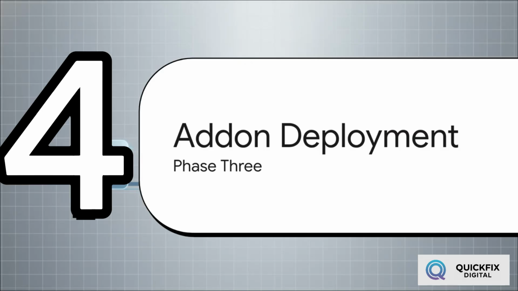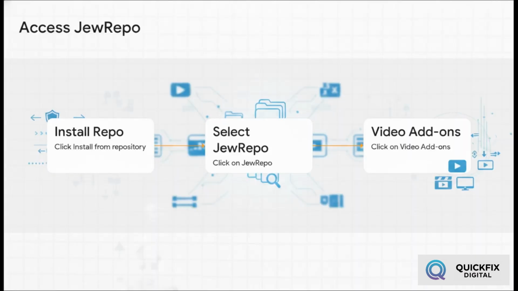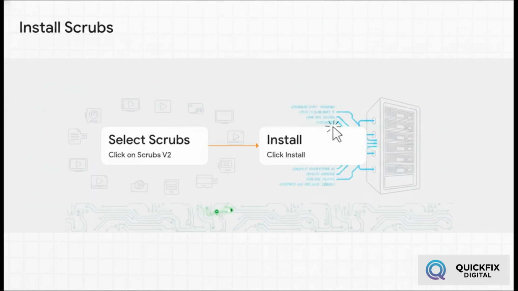All right, we are in the home stretch. Phase 3, add-on deployment. Navigate back through the installer module, but instead of installing from a zip file this time, you are going to unpack the repository you literally just installed. So select Install from Repository, open up jurepo, and drill down right into that video add-ons directory. Finally, locate the specific Scrubs v2 add-on and initiate the installation. You just click it, hit Install, and let the system handle all the extraction and placement.